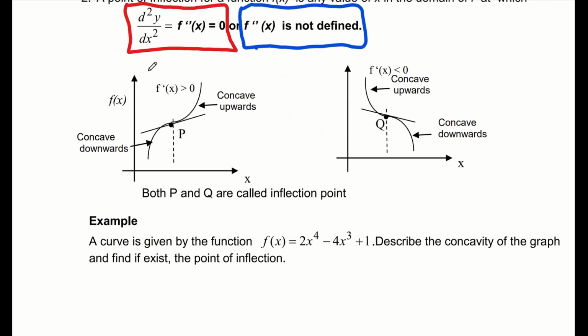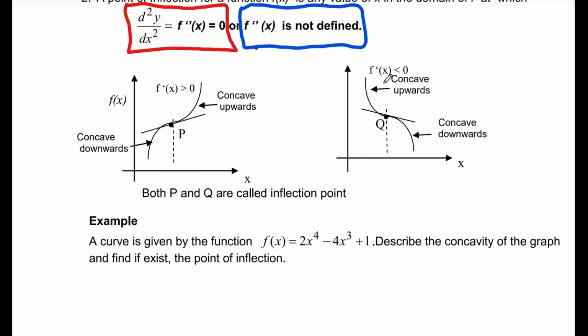Take a look at the graph below. For the first graph, we will see that f(x) is increasing. For the interval less than P, f(x) is concave downward. For the interval greater than P, f(x) is concave upward. So the concavity changes from concave downward to concave upward, and P is called the point of inflection.